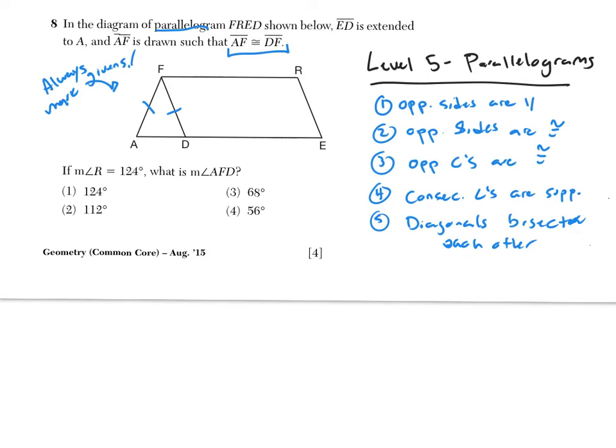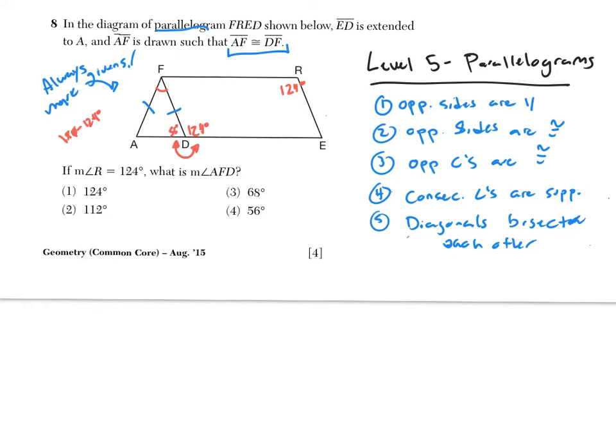So it tells you that angle R is 124, which goes right here, and we're looking for this angle right here, angle AFD. The first property I'm going to use to solve here is that opposite angles are congruent. So R is going to be congruent to this angle right here. These are opposite angles, so they are congruent. The second property I'm going to use, well, I guess it's not a parallelogram property, is that we have a linear pair right here. These 2 angles make 180 degrees. So I could just do 180 minus 124, and that's going to give me 56 degrees.